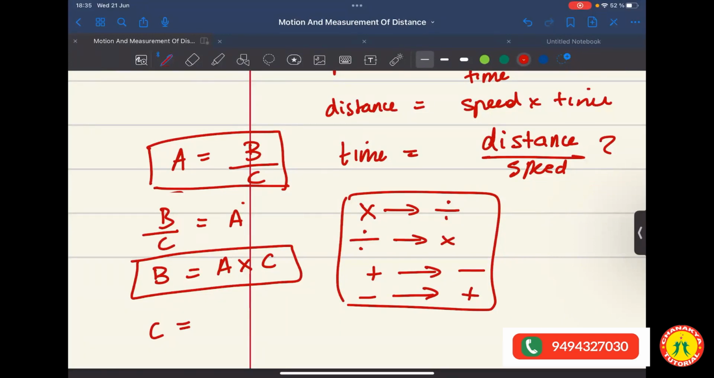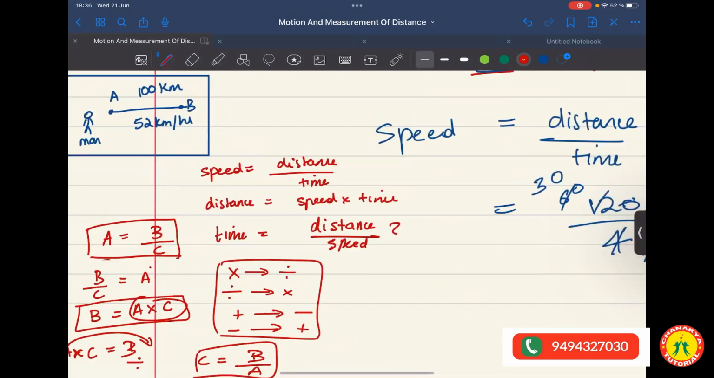But how are you getting that? Again, same thing that I used over here. You're bringing the C, A into C over here. A into C equals B. C will remain here, A will go here. You know here it's multiplication, so here it becomes division. So C is equal to B by A.